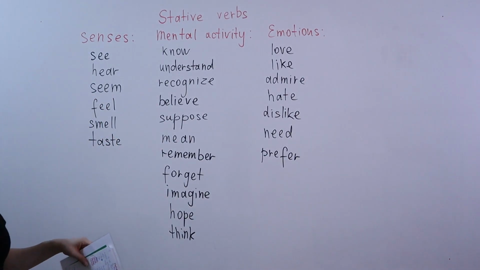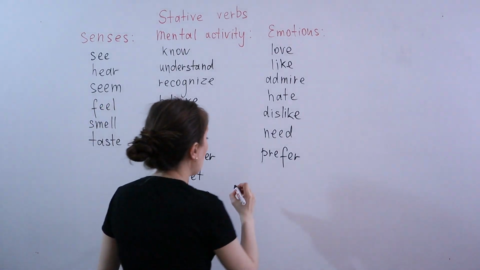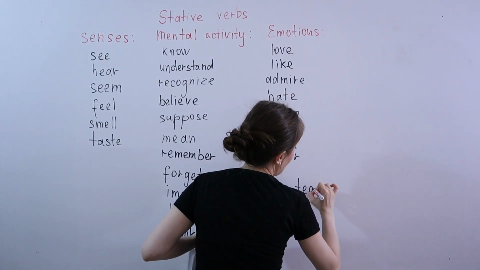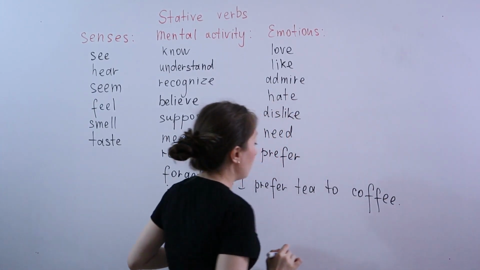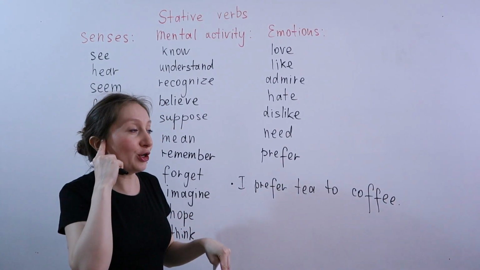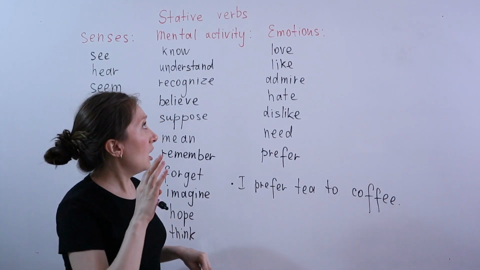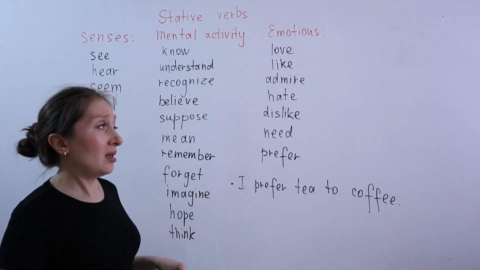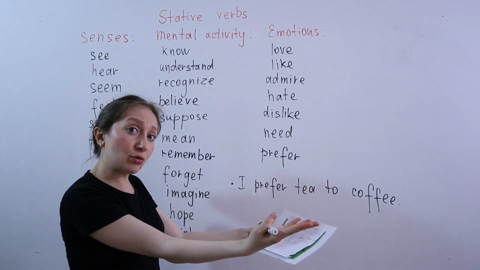For example, let's take the verb prefer. I prefer tea to coffee, right? I speak now. We don't use, you probably never heard, like, I am preferring strict. I prefer, I love you, I like it, I dislike, right? I hate it, right? Don't hate me, I need you, right?